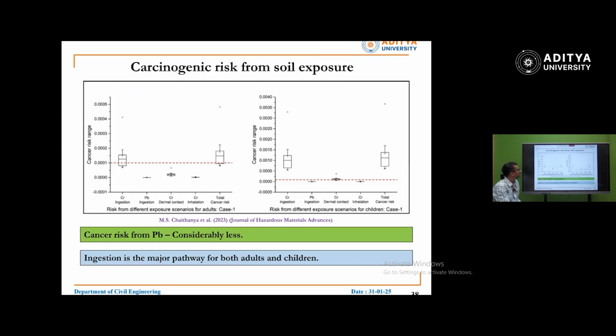So this is the carcinogenic risk from the soil exposure. Carcinogenic risk means we are only considering the metals which are carcinogenic like lead, chromium, etc. So from lead it is considerably less. But as you can notice from chromium, the risk is comparatively more, and especially in the children it is comparatively high. So chromium in this study area is the major contributor for the cancer risk in the children, mostly due to ingestion or inhalation.